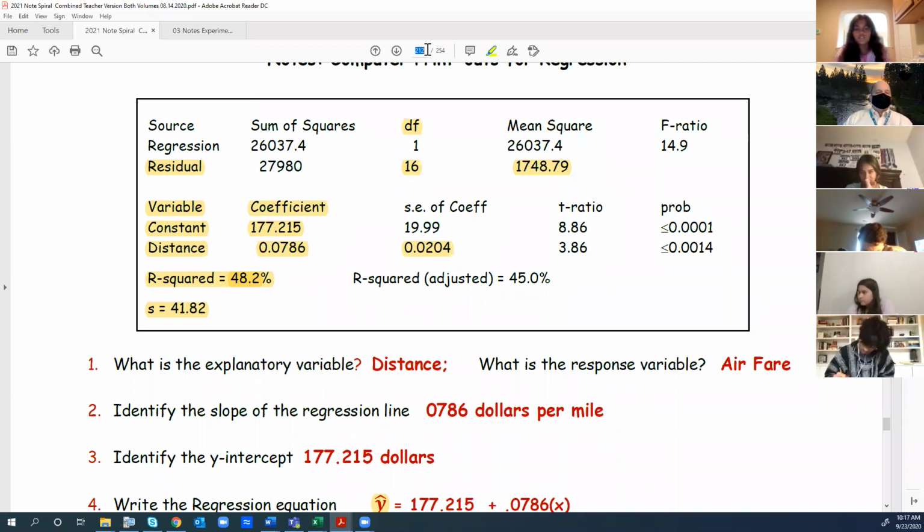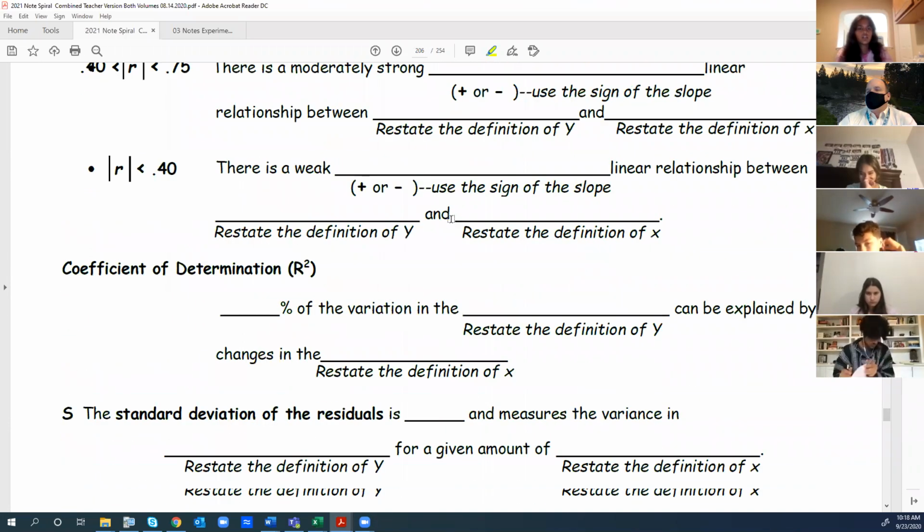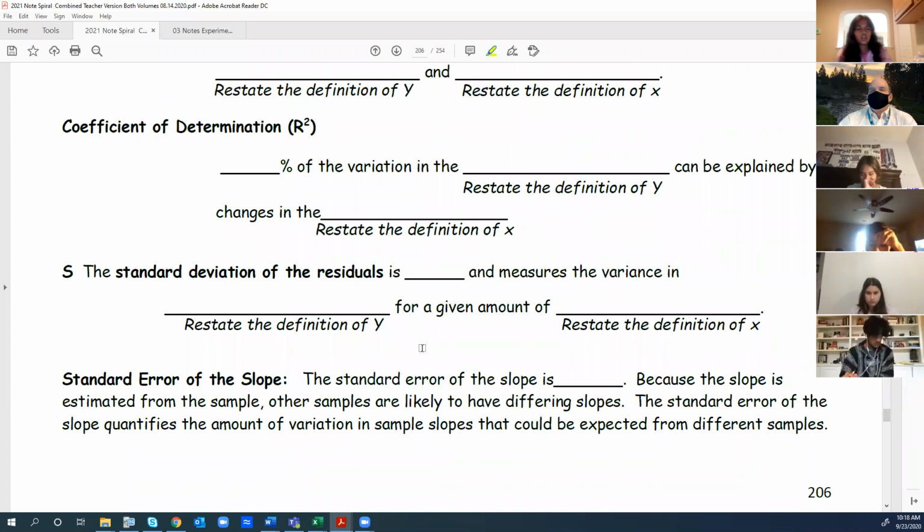Well, I'm going to jump back several pages to the sentences that we talked about, page 206. And on the sentences that we talked about, we scroll all the way down at the very bottom. It says the standard error of the slope. So the standard error of the slope is 0.024. Because the slope is estimated from the sample, other samples are likely to have differing slopes. The standard error of the slope quantifies the amount of variation in sample slopes that could be expected from different slopes. And you're like, well, Mr. Spencer, I'm not sure I understand that.